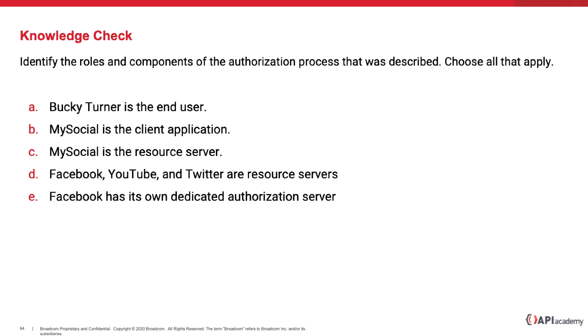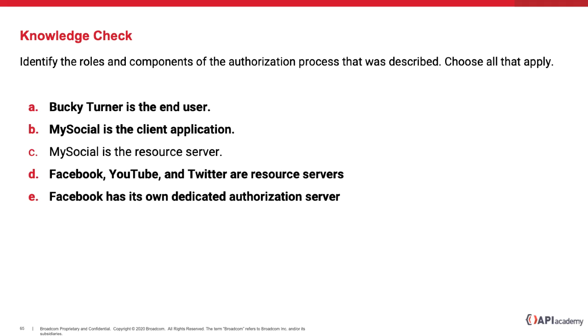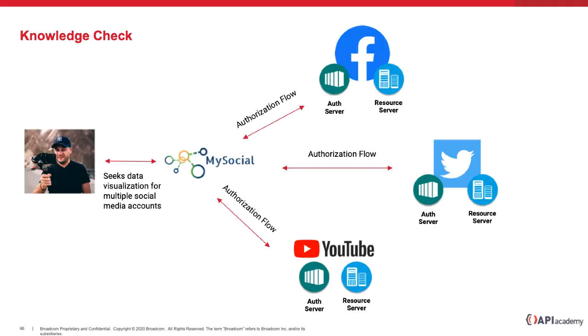If you chose options A, B, D, and E, you are correct. C is incorrect, since MySocial is the client application that is attempting to fetch the resources belonging to Bucky. Those resources are stored in the resource servers belonging to Facebook, YouTube, and Twitter. As Bucky connects the MySocial dashboard to each of these social media platforms for the first time, an OAuth 2 authorization code flow is executed for each.